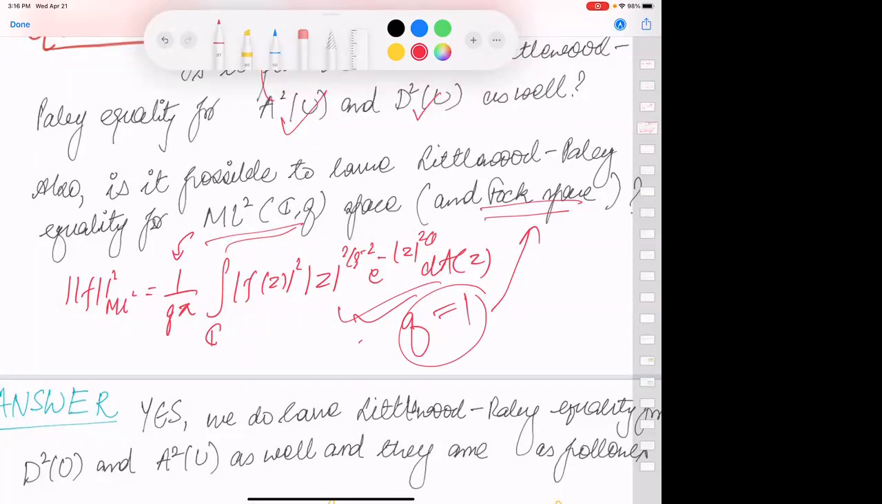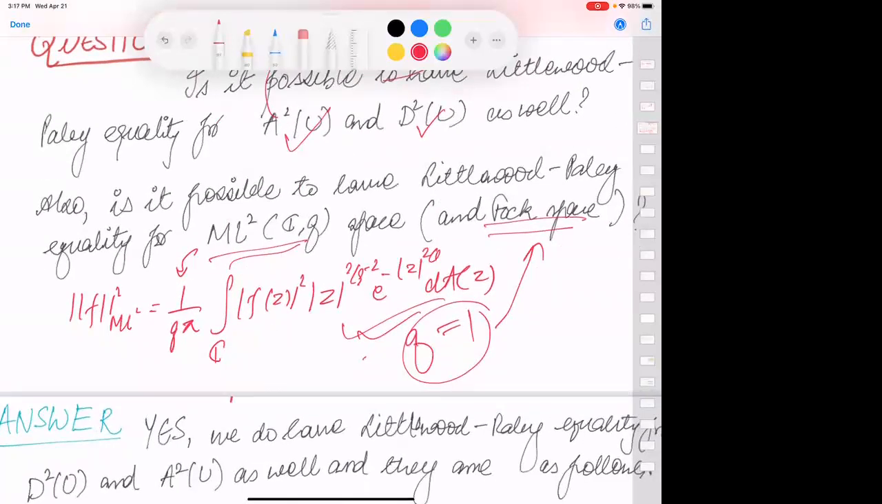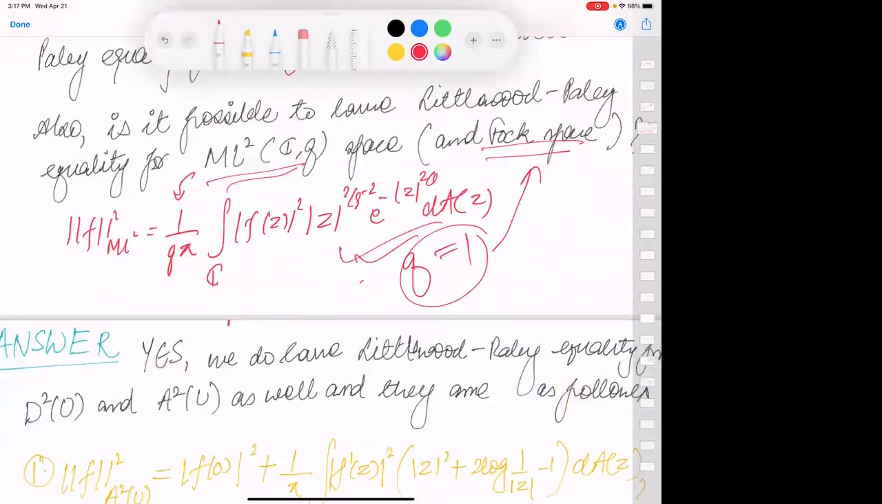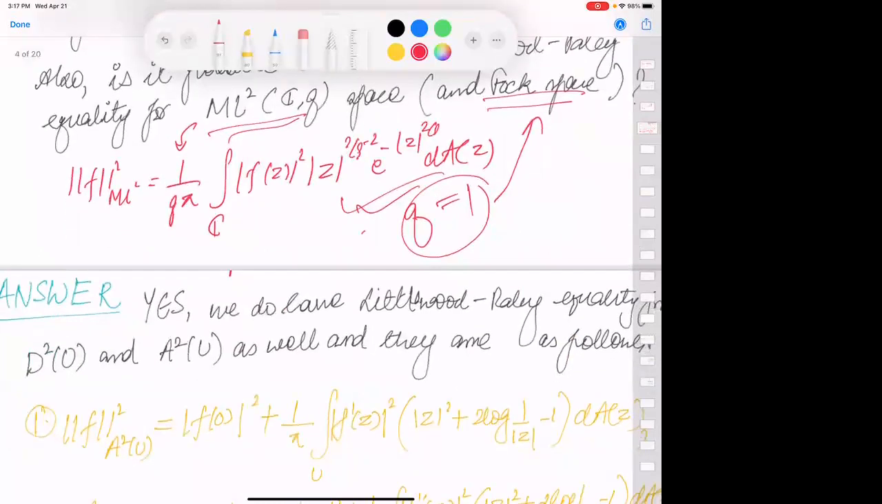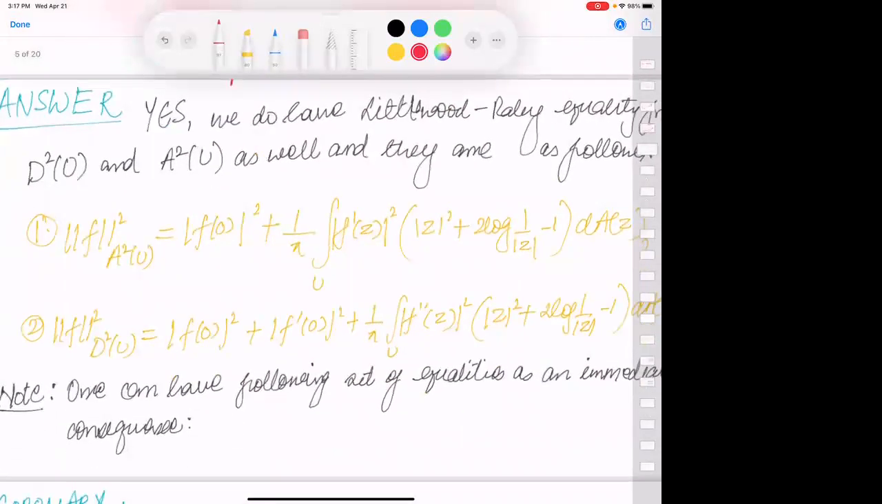So during this whole presentation of mine, I'll show that it is possible to give the Littlewood-Paley identity for Mittag-Leffler space and for Fock space. So now let's go further and see what the Littlewood-Paley equality is for Bergman space, or maybe for Dirichlet space.